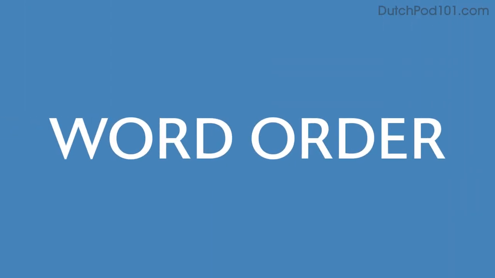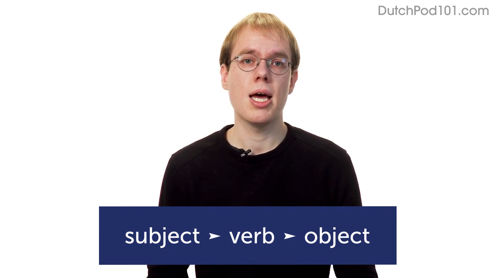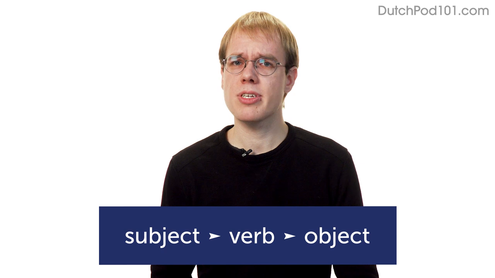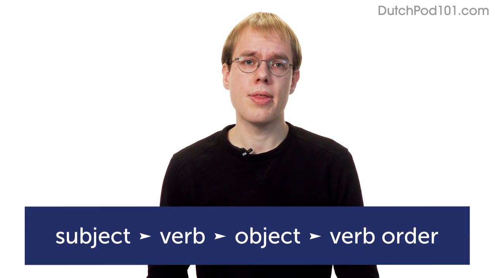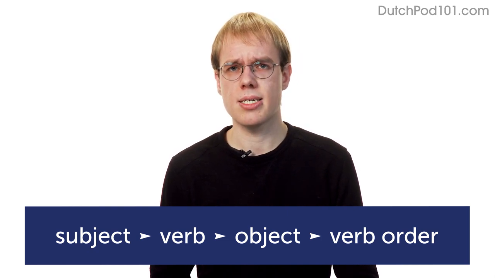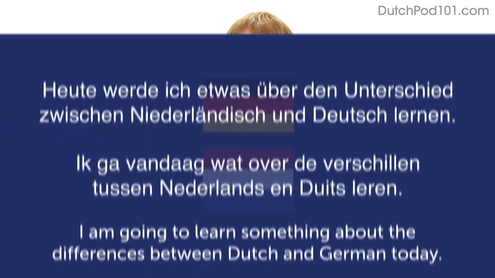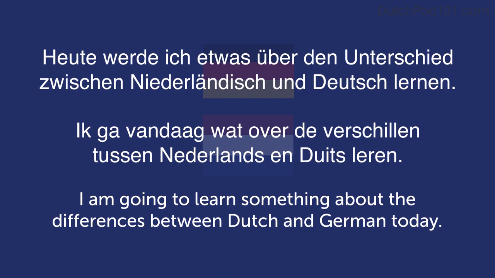Leaving gender and case behind us, let's talk about another grammatical point, word order. The basic word order for Dutch and German and a bunch of other languages is subject, verb, object. In Dutch and German, however, we have something peculiar going on, and this is known as the subject, verb, object, verb order in more complex sentences. This is also known as the V2 word order. Let me illustrate this with an example.